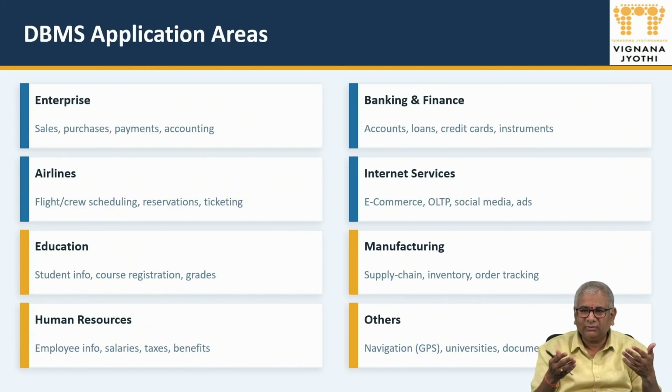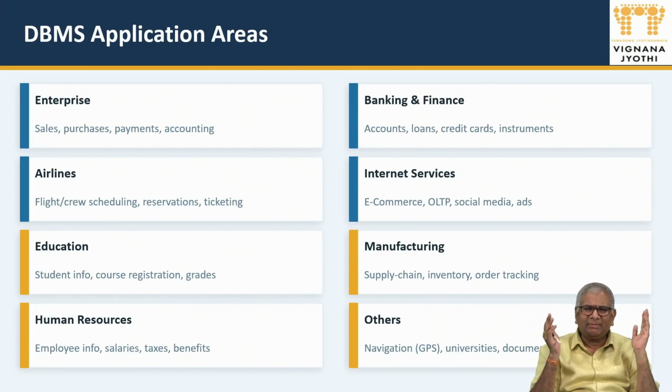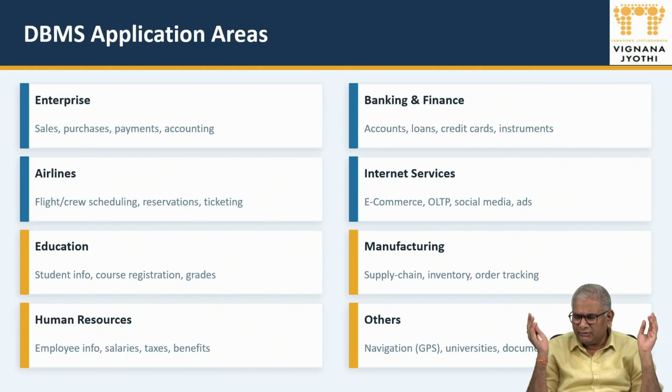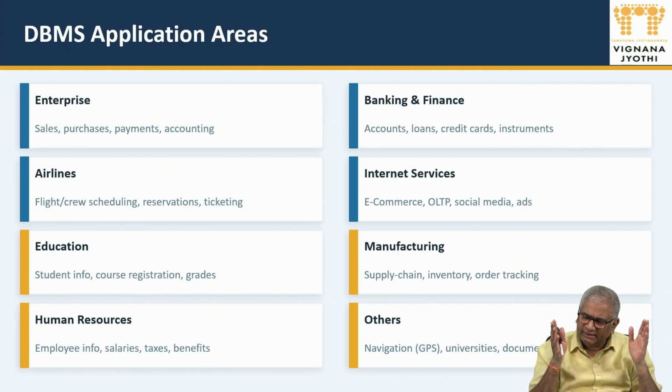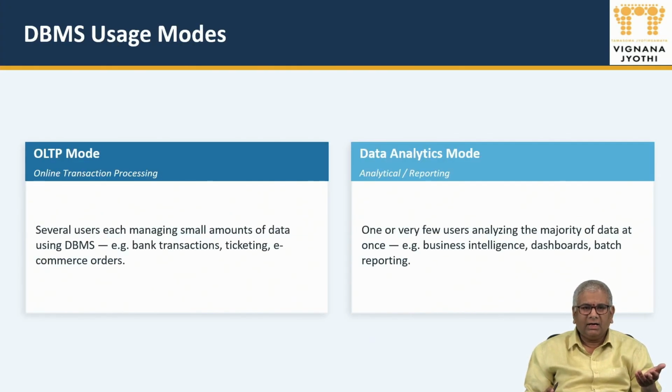Internet services: e-commerce, OLTP, which means online transaction processing. Social media, ads, all this has to be stored under internet services. Manufacturing: supply chain, inventory, order tracking, all this comes under manufacturing. GPS, universities, document storage, I mean, anything and everything. I just mentioned a few of them, but you take any area in this world, you need a database system. Software or non-software is a different issue, but nowadays, with the advent of computers, you mostly need a software-related database system to be used.